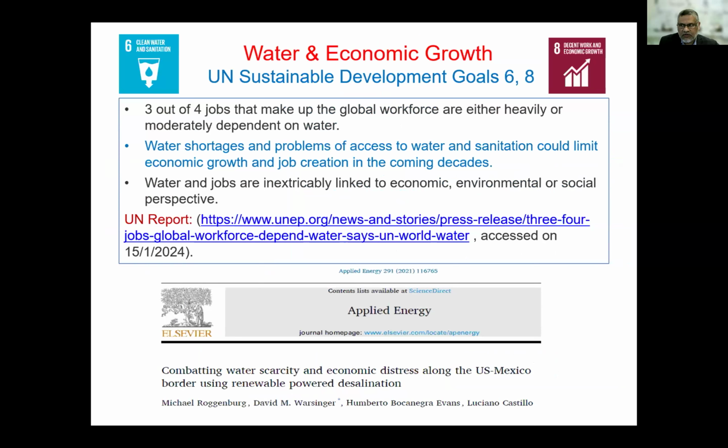If you look at water and economic growth, how it is linked to UN SDGs 6 and 8, 3 out of 4 jobs that make up the global workforce are either heavily or moderately dependent on water. Water shortages and problematic access to water and sanitation would actually limit economic growth and job creation. That is based on the United Nations report, which you can see for yourself. And also, 2 years ago, a paper was published in Applied Energy talking about the crisis between water scarcity and economic development along the US-Mexico border. It's a very interesting paper to read.